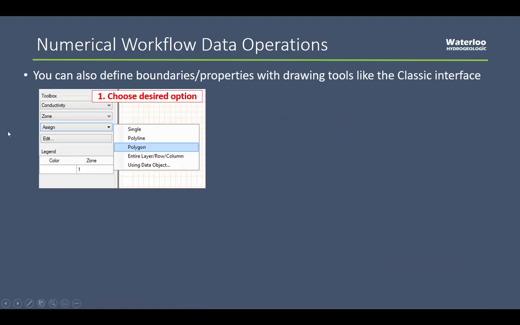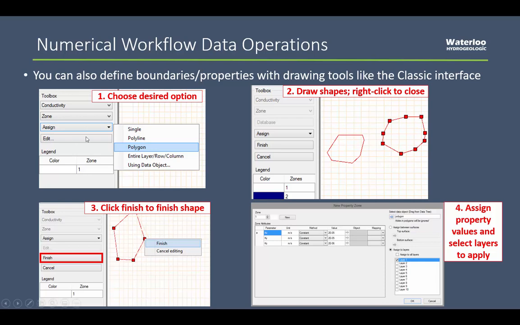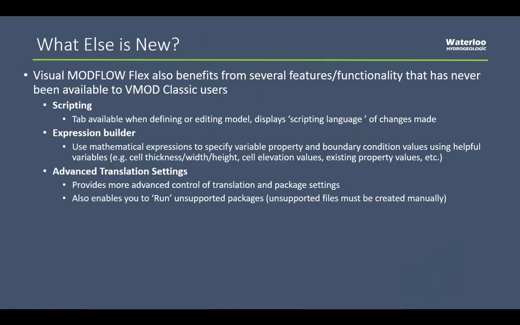And in terms of assigning properties and boundaries using drawing tools like the classic interface, that's definitely also possible. You can assign conductivity zones or boundary conditions using polylines, polygons, selecting single cells, or applying boundaries or property zones to the entire active layer, row, or column, etc. Now, there have also been several really helpful new tools introduced to the Flex interface that were never available in the classic interface, and I'm just going to do a very brief introduction to 3 of them here: the scripting tool, the expression builder, and the advanced translation settings.